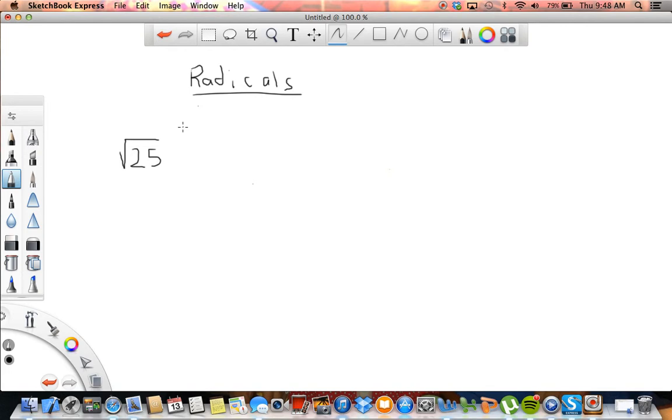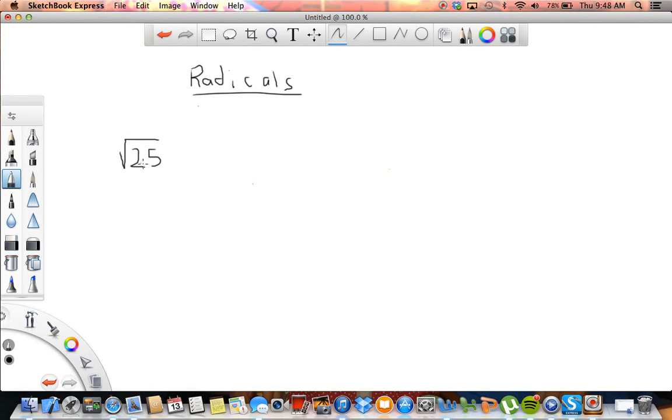First thing we're going to look at is this problem right here, and if you're following along in your packet, this is problem number 1 on page 1. Square root of 25. This is a radical. Now, this sign right here is called our radical sign, also known as the square root sign. You'll hear us say that a lot in class. So either square root sign or radical sign, they're the same thing.